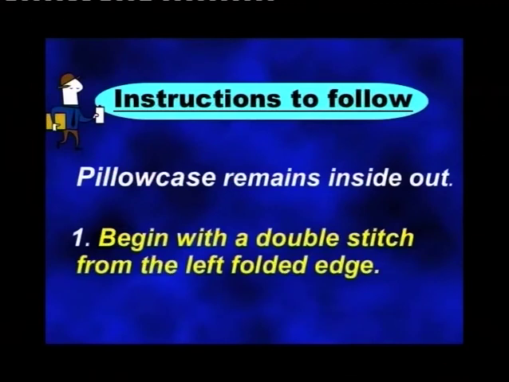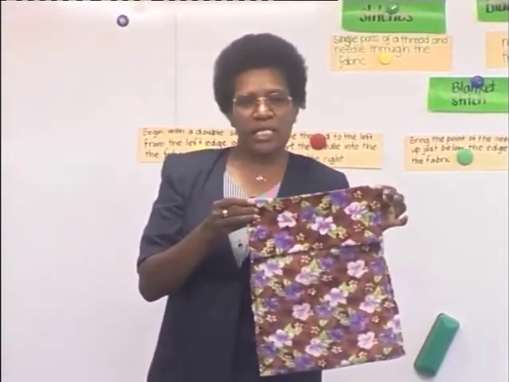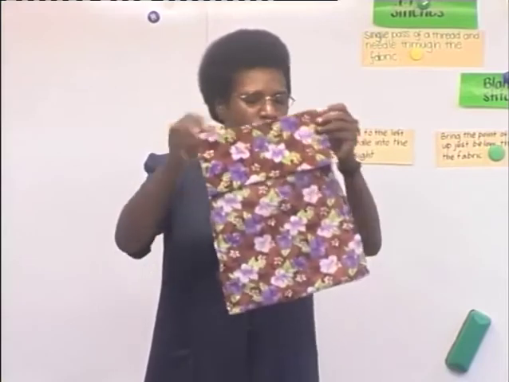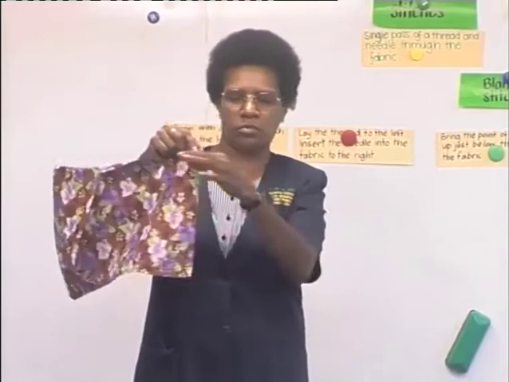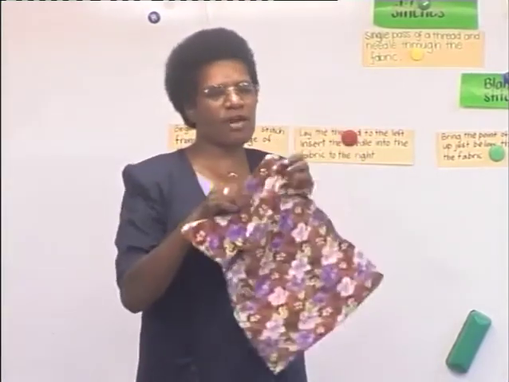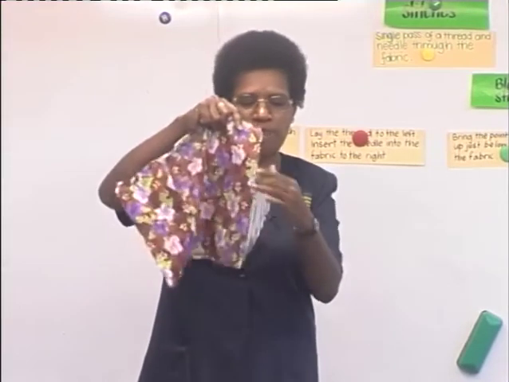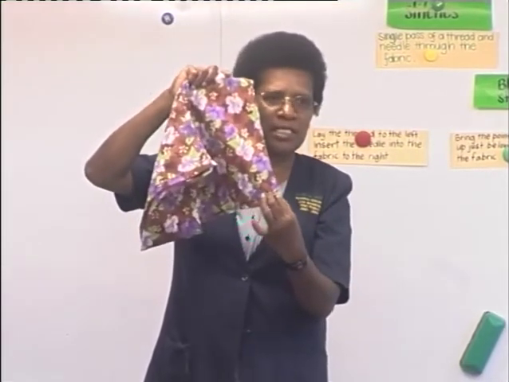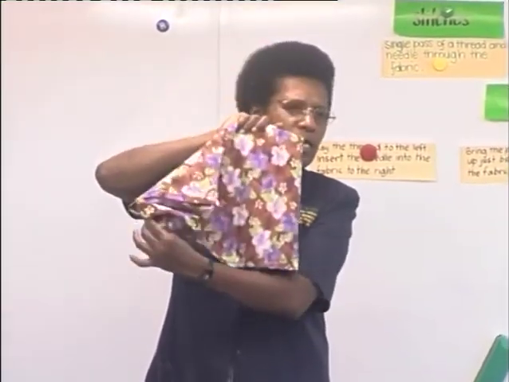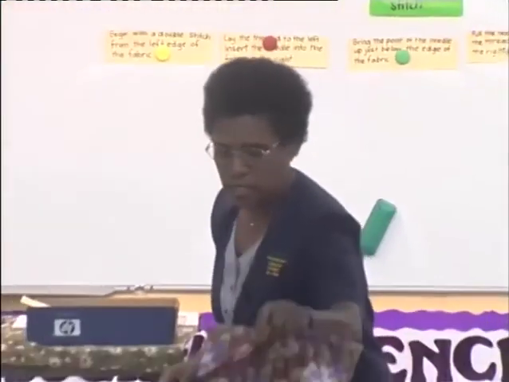Now, that's your pillowcase. That's Brandon's. And here it says, begin with a double stitch from the left folded edge. That is the folded edge, okay? This is where the flap is. Now here it's talking about you beginning from the folded edge. So that is where you start doing your blanket stitch and you end where the folded flap is. Thank you, Brendan, nice.